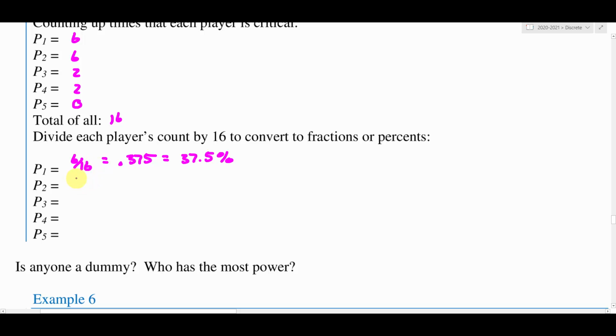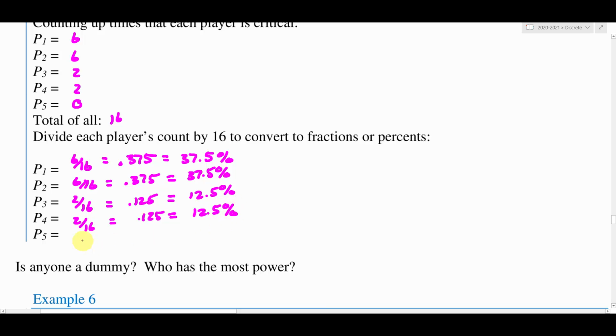Now player 2 is going to have the exact same calculation because they were also critical 6 times out of the 16, giving them 0.375 and 37.5% of the power. Player 3 was critical 2 out of the 16 times, for a decimal of 0.125, which converted to a percentage is 12.5% of the power. Player 4 also was critical 2 times out of the 16, so the calculations are exactly the same again. And then player 5 was critical 0 out of 16 times, which is 0 and 0%.